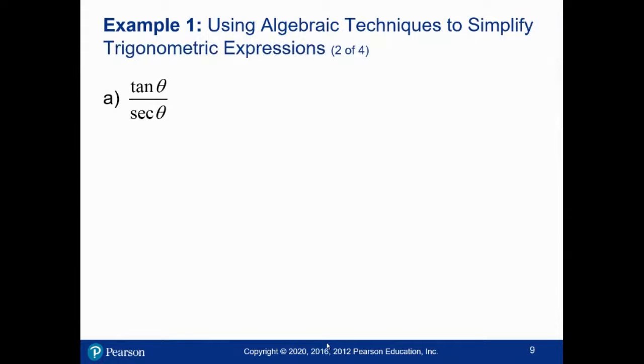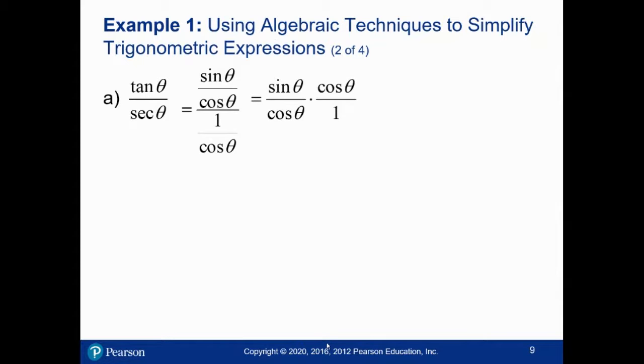Okay, so the first one said write them in terms of sines and cosines and see what simplifies down. Tangent is sine over cosine, secant is 1 over cosine. If you multiply by cosine over cosine or reciprocate the denominator, either way, the cosines cancel out and you just end up with a sine theta. Okay, we already saw that.